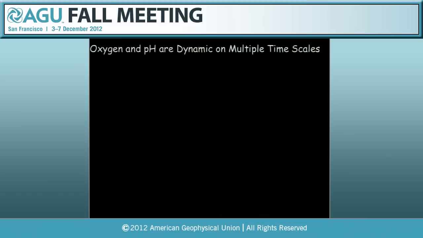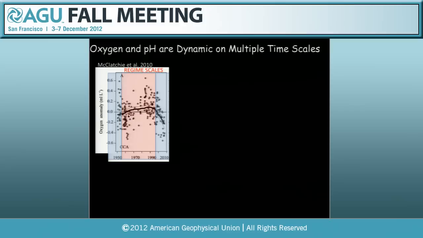Now, everything I've shown you so far has treated these stations and environments as being static hydrographically. I've assigned values to each station, but we know that oxygen and pH on continental margins can be quite dynamic. I want to give you an example from Southern California, where these factors have been well studied. We find variability in oxygen and pH on very long time scales. These are oxygen anomalies from the CalCOFI data set, from a paper by McClatchie. It looks like there might be cycles that last 50 years, regime-scale variations.